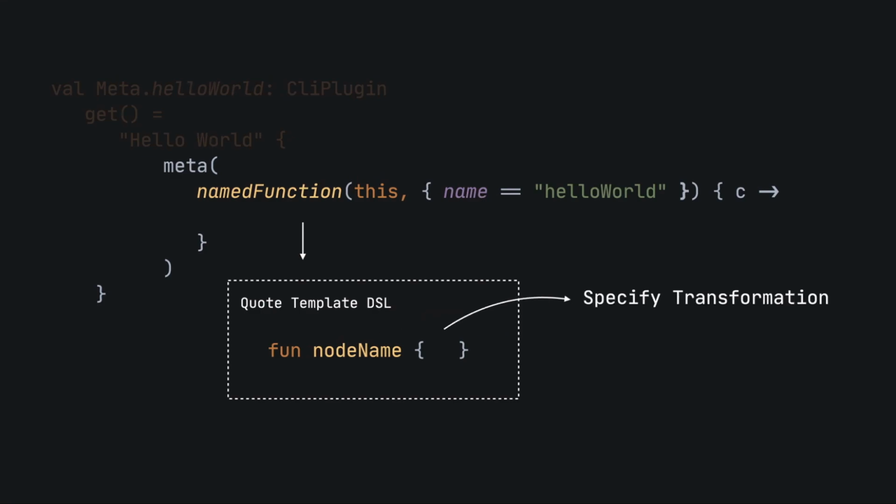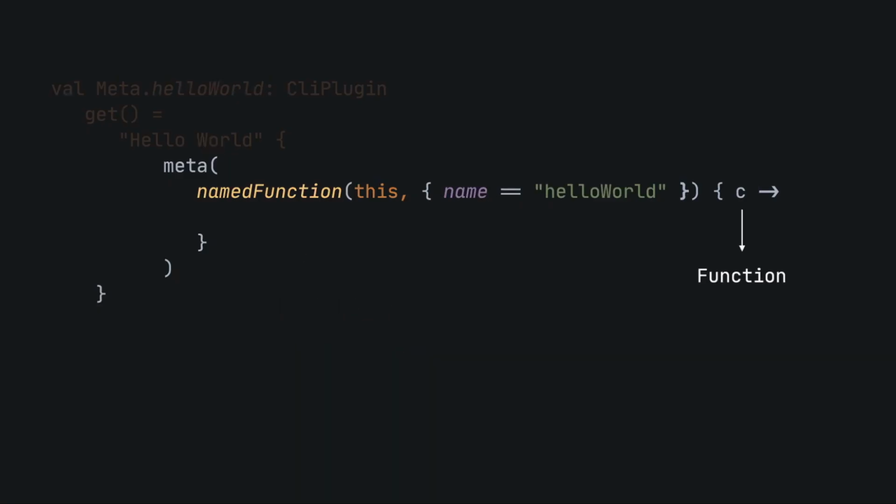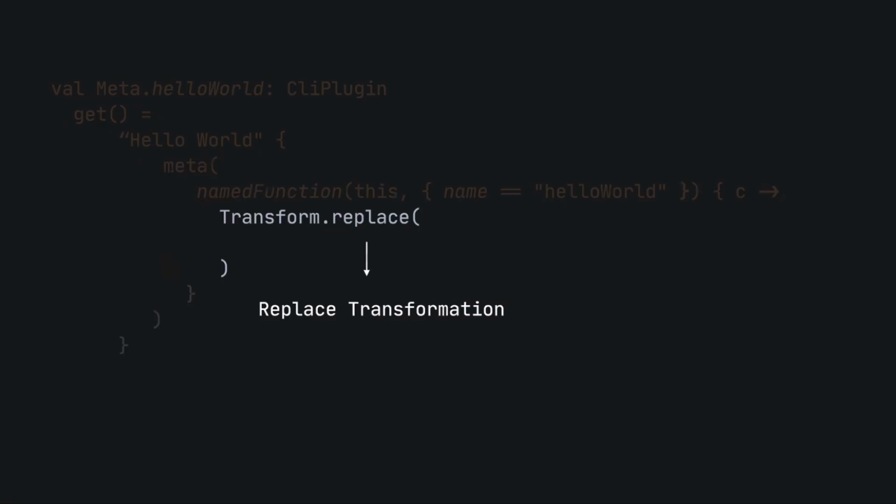In there you could specify some transformation you want to do. So when it finds the function, after it has looked into the AST, it will give it to you in this lambda block, and the type for C is a function, and I could apply a transformation. In my case, I want to apply the replace transformation.